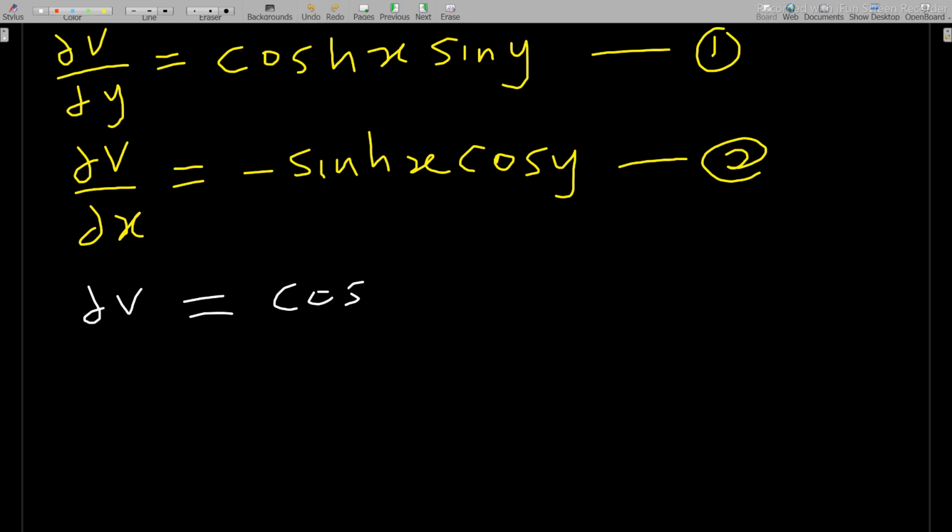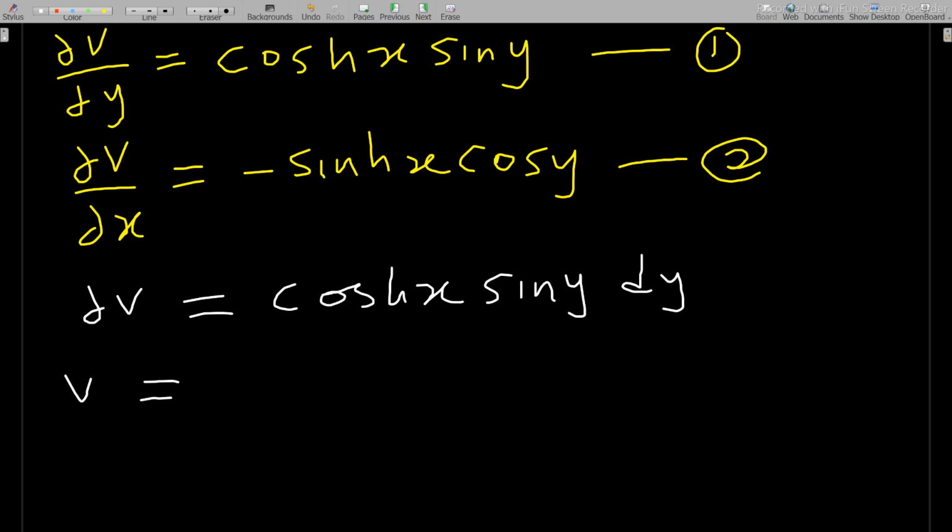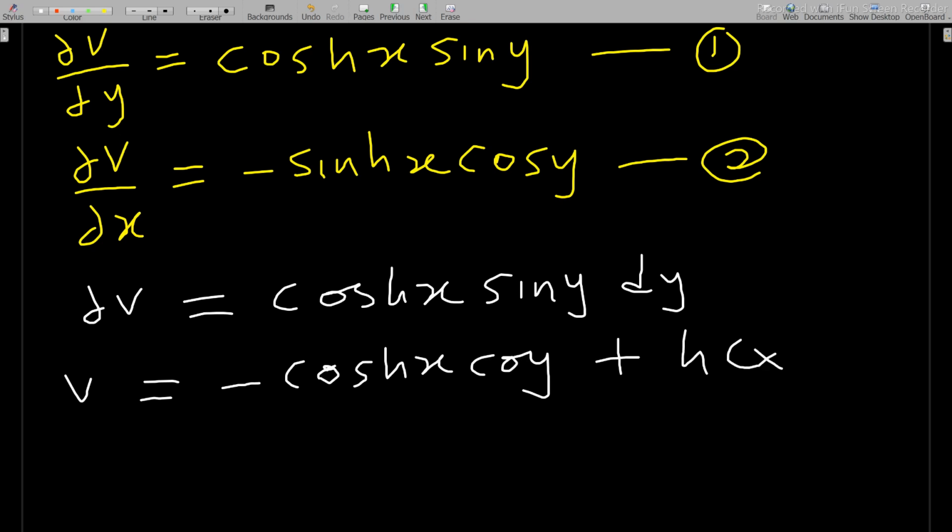Okay, I have del v equals cos x sin y dy. I just rearranged it. Now if I integrate both sides of the equation with their respective variables, I have v being equal to, when I integrate sin y, because cos x here is just a constant, so I integrate sin y with respect to y, I'll get negative cos y. So I have minus cos x cos y plus some constant, which is h of x.